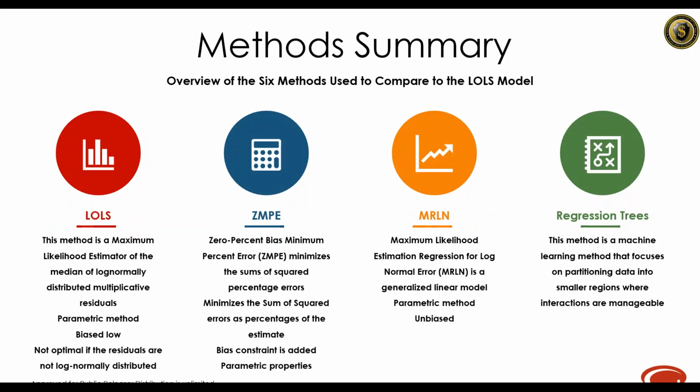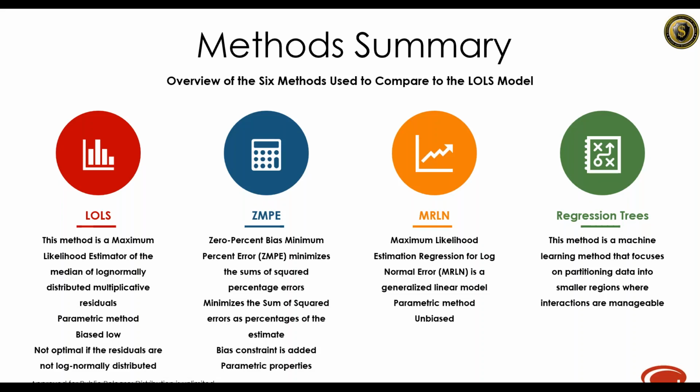So this is just a little overview of the 6 methods that we use to compare to the log transform ordinary least square model. And so the first 2 are going to be nonlinear, and then we also use 4 machine learning techniques. So the first nonlinear method that we employed was ZMPE, and that's the 0% bias minimum percent error method, which focuses on minimizing the sum of squared percentage errors. A bias constraint is added for this method when we run it, and we do run this analysis in Solver.